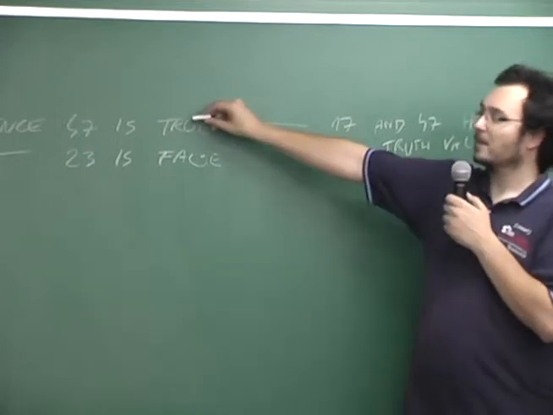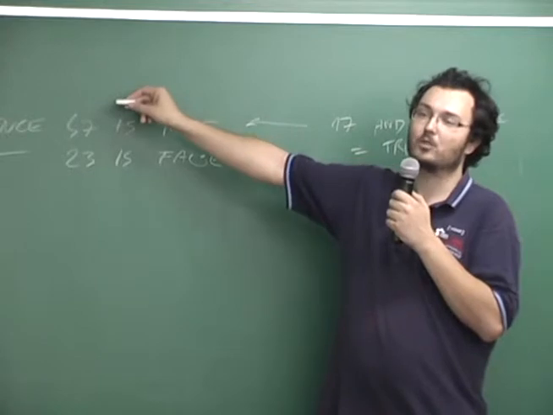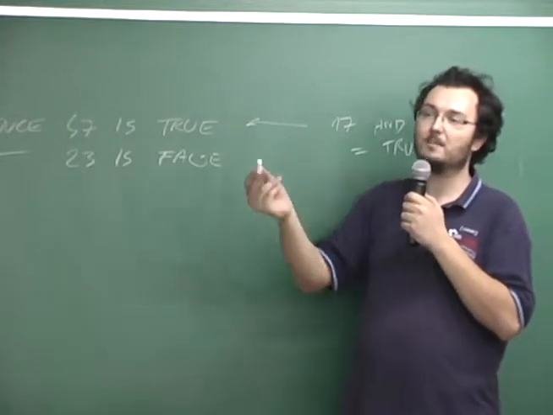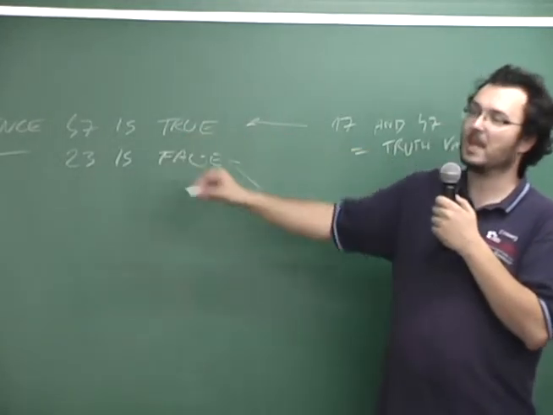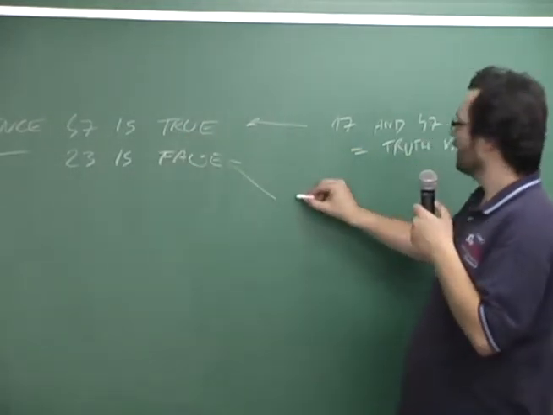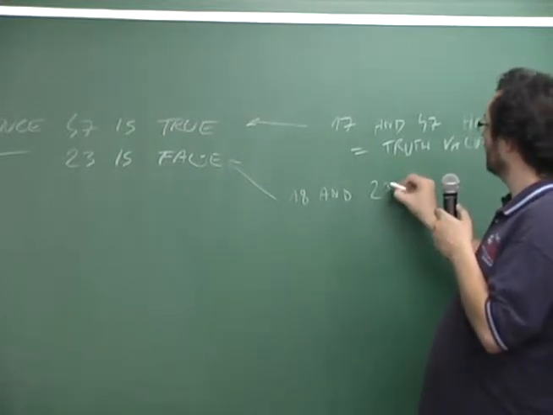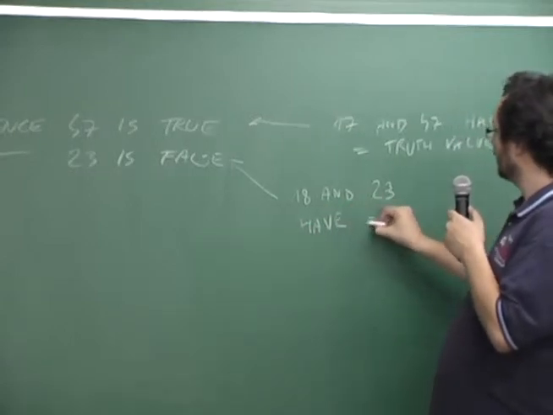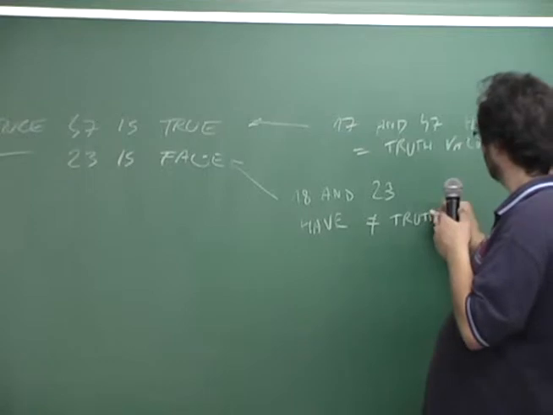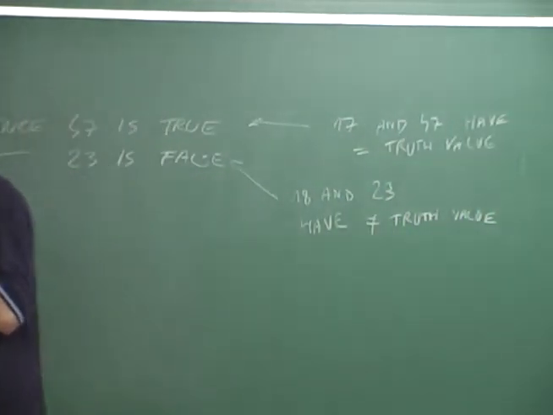So if we see a sentence claiming that some other sentence or maybe itself is true, we know that these two sentences must have the same truth value. And similarly, if we see a statement that something is false, then the sentences, in our case 18 and 23, must have opposing truth values. And with this observation, the problem becomes almost trivial.